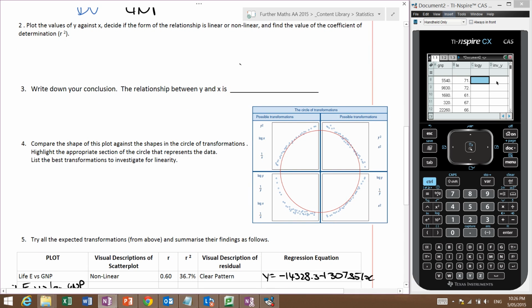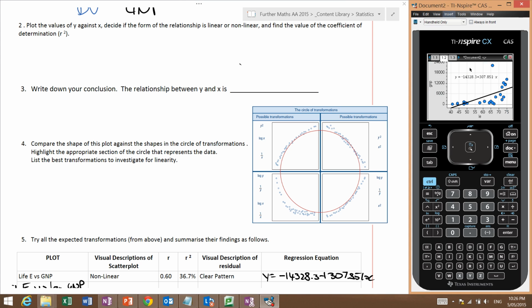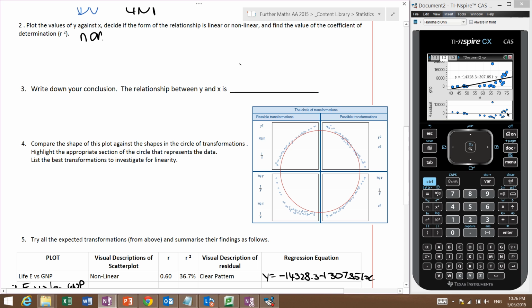In this case, what we're going to do is plot the values of y against x, decide if the relationship is linear or nonlinear, and find the coefficient of determination. I've already put the data into the calculator and plotted it. That's the plot I get. Let's do a residual plot. I'm going to go menu, analyze, residuals, show residual plot. From that, we can see there's a clear pattern. So we can say it's nonlinear. And we can actually see that by eye. It's clearly a nonlinear graph.